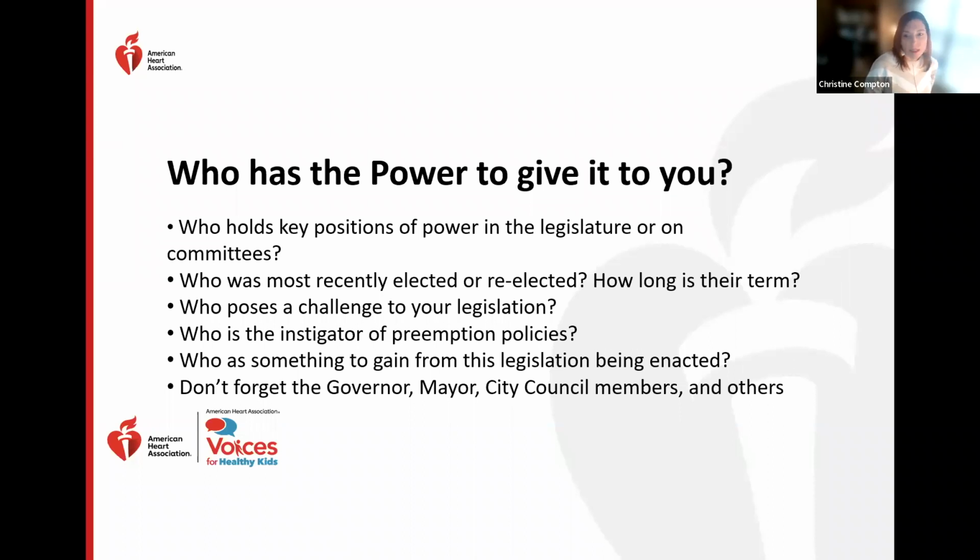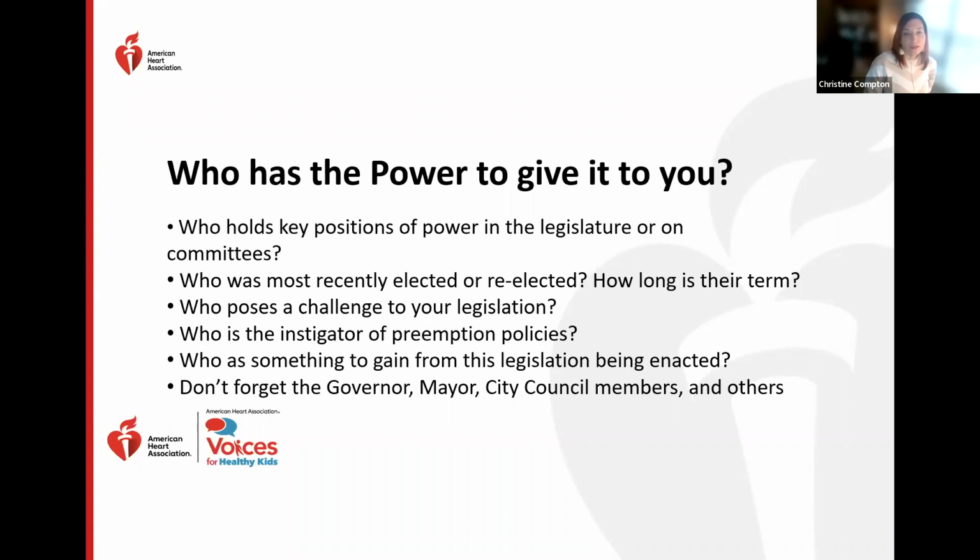So who has the power to give it to you? That's what we're going to dig into today. So who holds those positions of power in the legislature or on certain committees? Has someone been recently appointed as a new committee head? Were they recently elected or reelected? How long is their term?